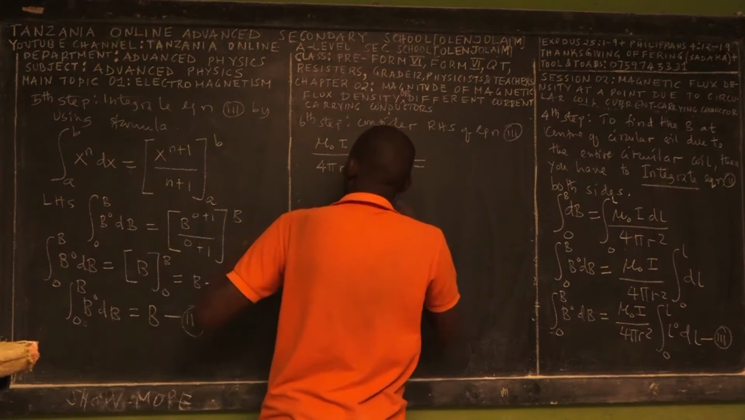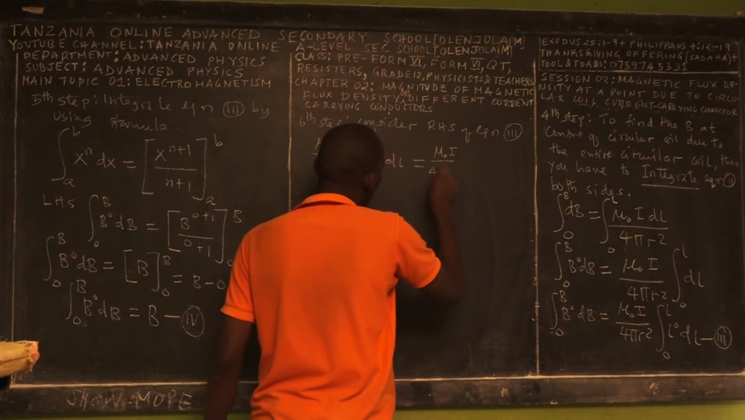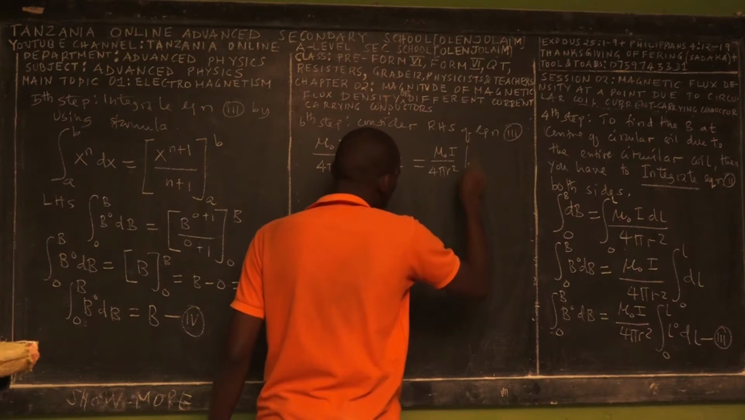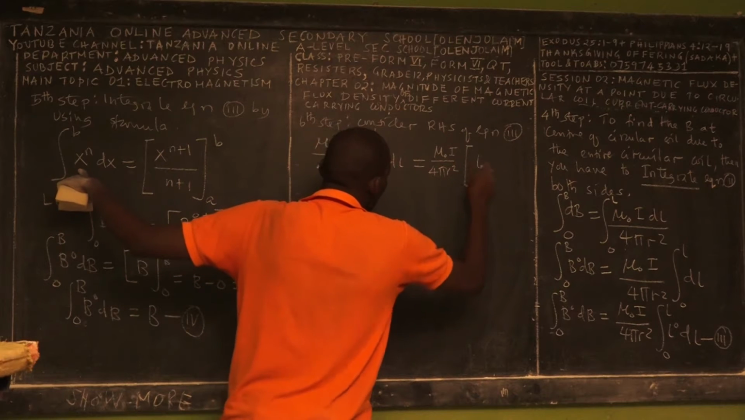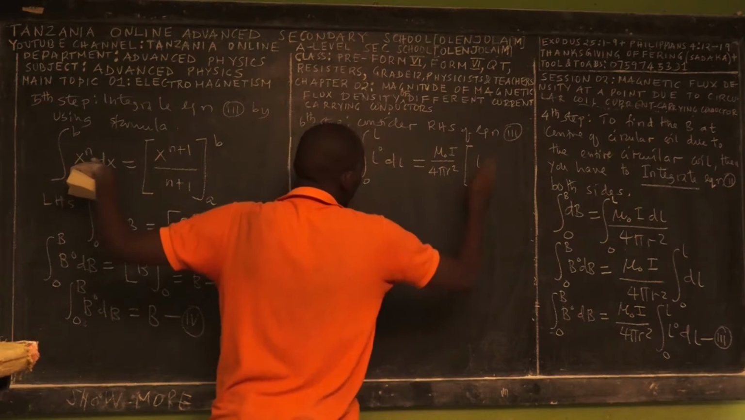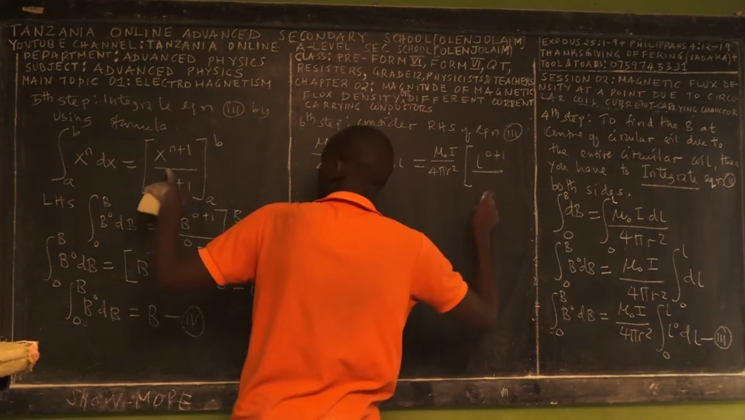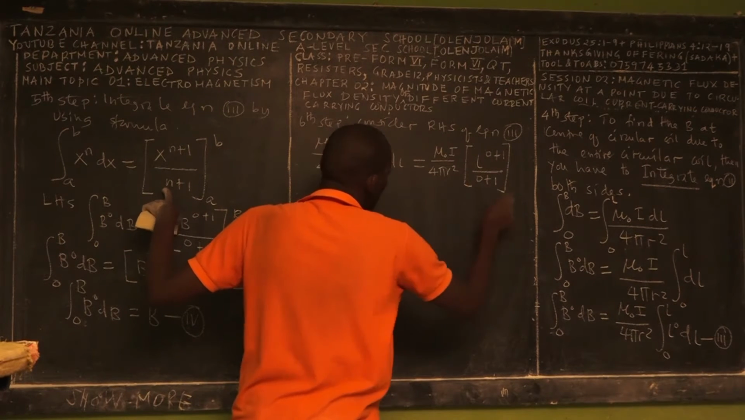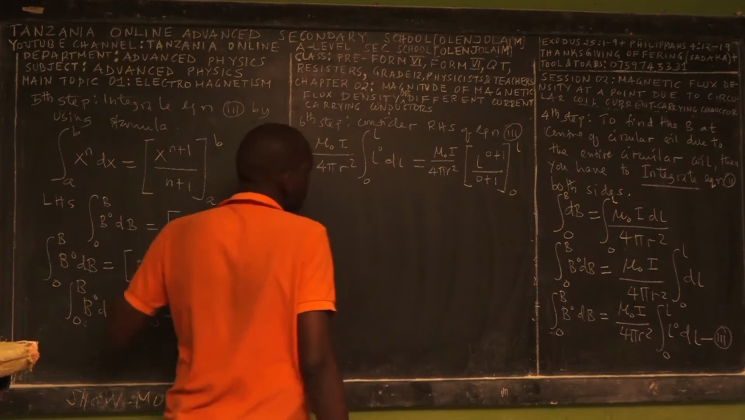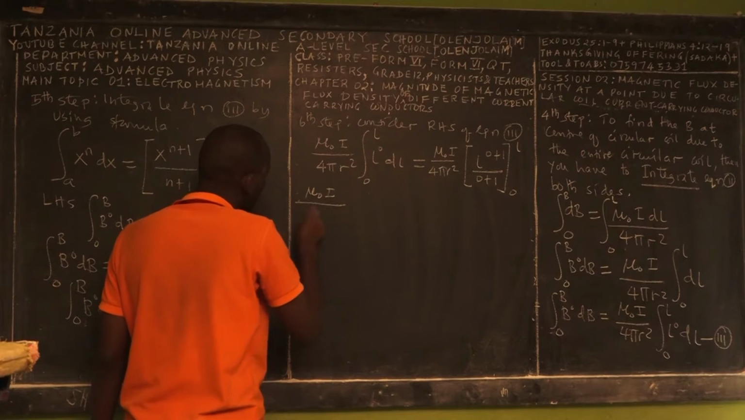If you use this formula, these are the constants. We keep them out of the integral: permeability of free space times electric current over 4 pi r squared. Then in square brackets, here x is L, and n is equal to 0, so you have 0 plus 1 on the right hand side, divided by n, which is 0 plus 1, from 0 to R. So it means permeability of free space times electric current over 4 pi.